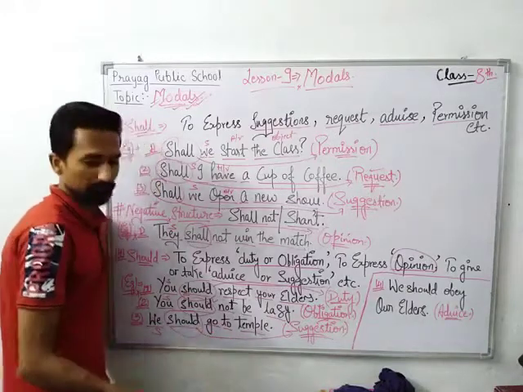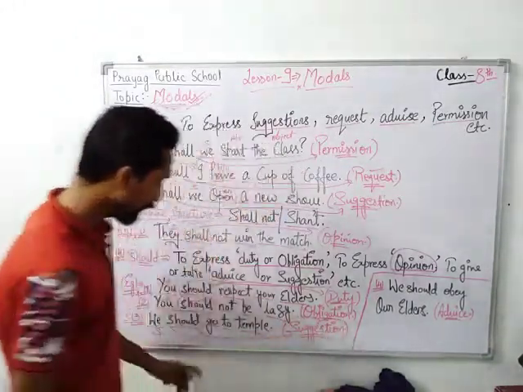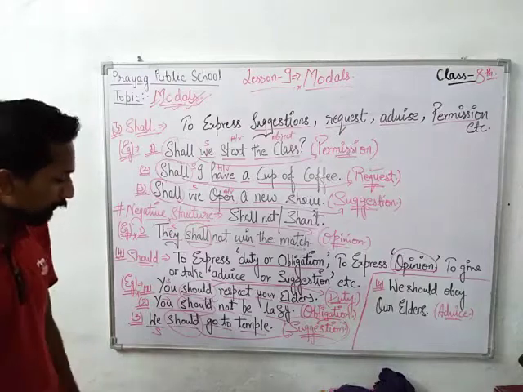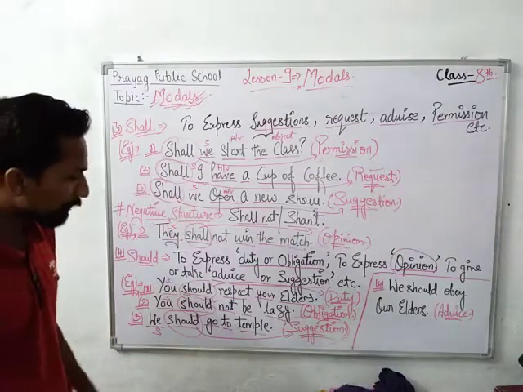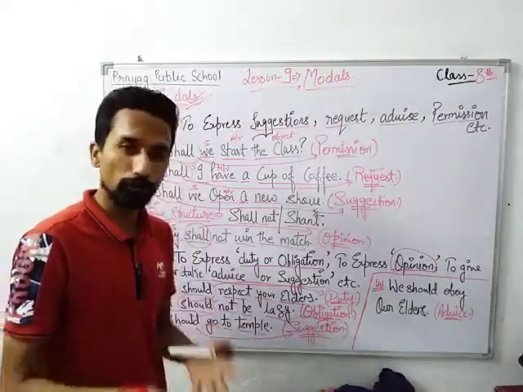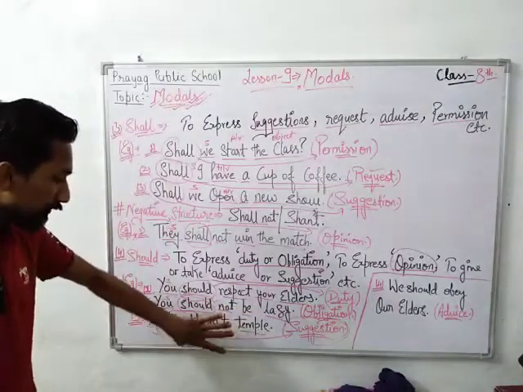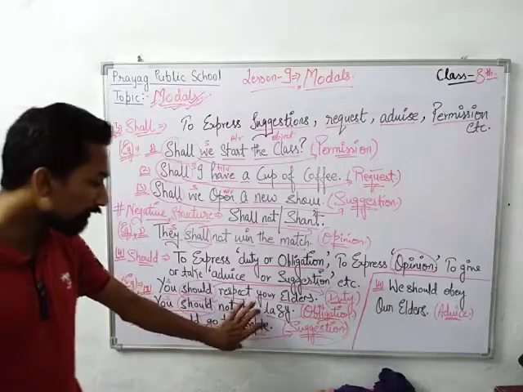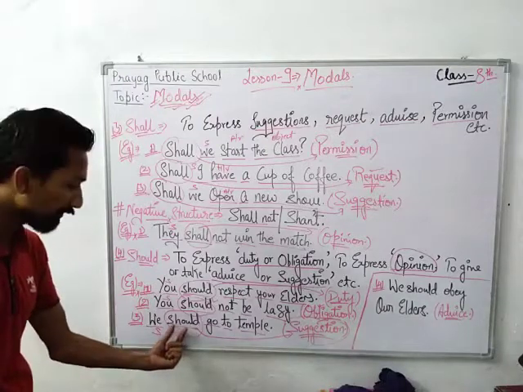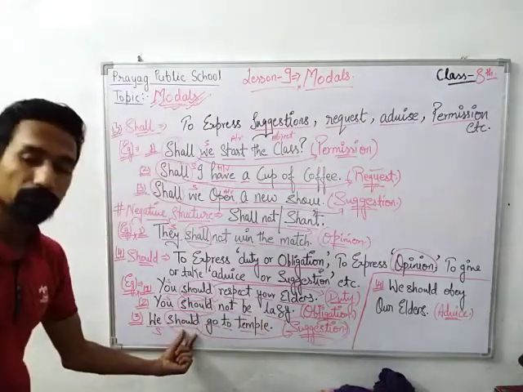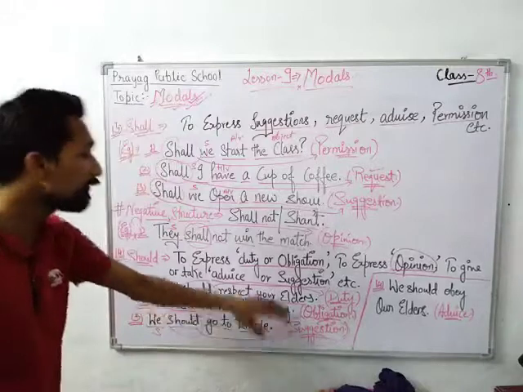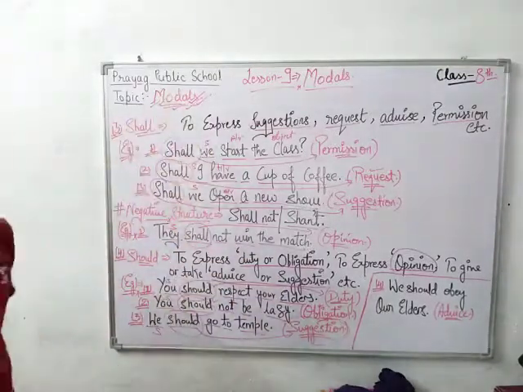In what sense? In the sense of suggestion, because from this sentence we get that the speaker is giving a suggestion. We should go to temple means we ought to go to the temple. It is not necessary to go only to the temple, we can go somewhere else too, but the temple has been given as an option with the help of the word should, which is showing the mood of the speaker in the sense of suggestion. That is why this word should is acting as a modal.